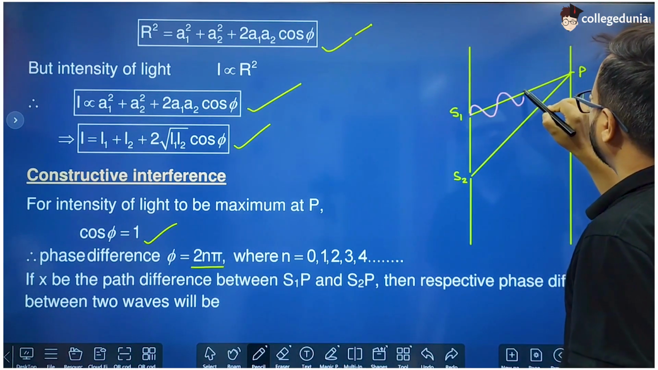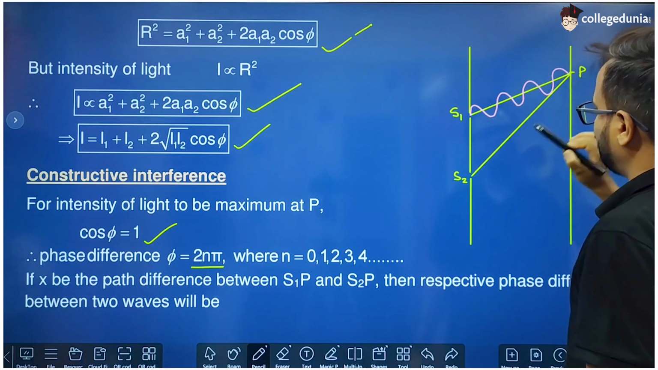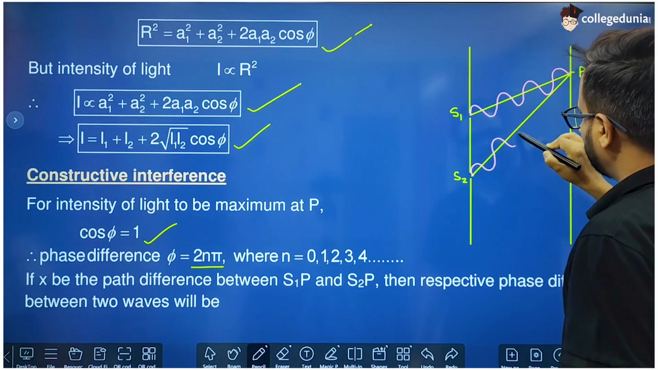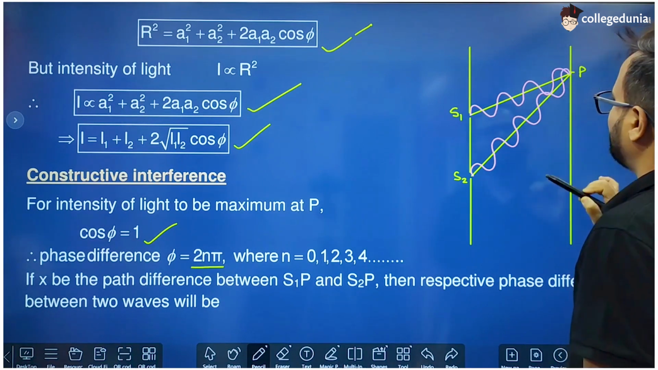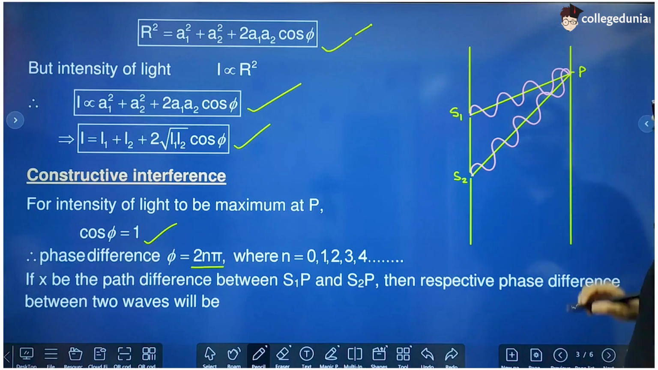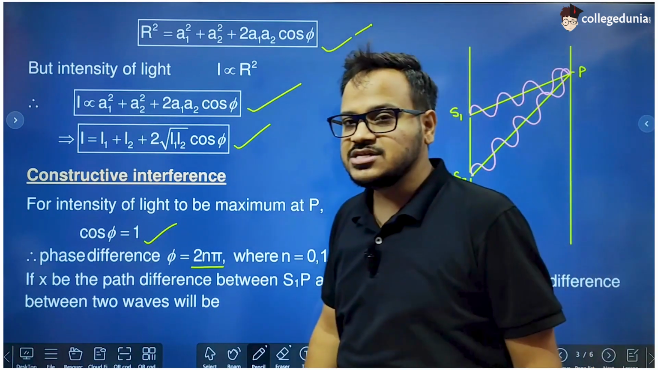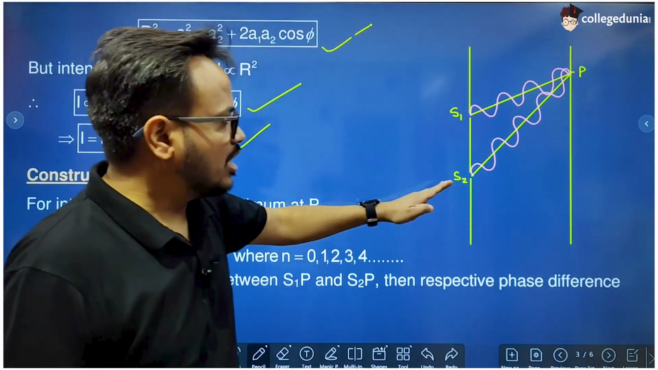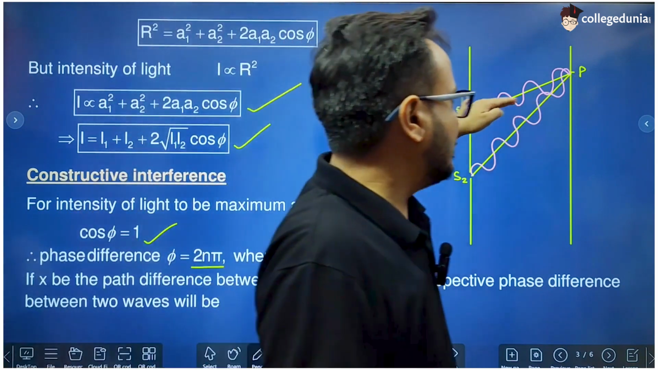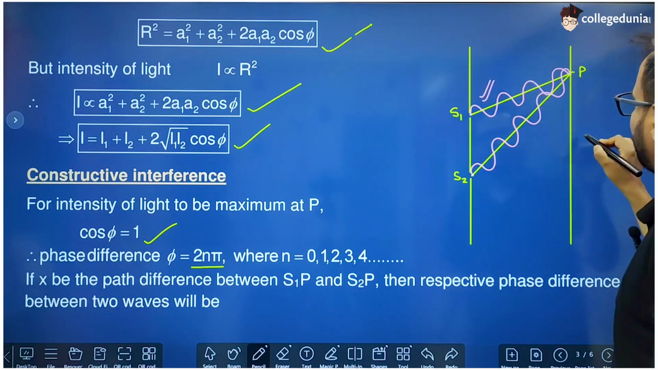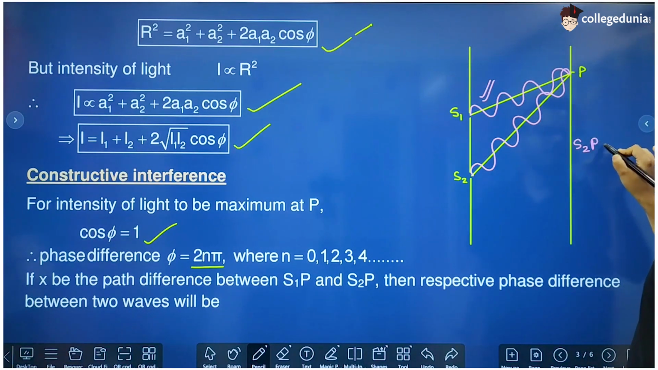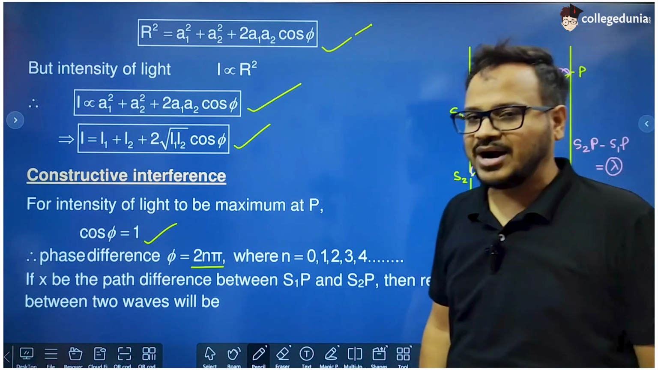Suppose this is 1 wave, 2 waves, 3 waves and 3.5 waves. Here, 1 wave, 2 waves, 3 waves, 4 waves and 4.5 waves. So we will say that the difference in the paths of these two waves is lambda, because here we have 4.5 waves and here we have 3.5 waves. So one wave is less in S1P. So S2P minus S1P is lambda. This S2P minus S1P for any point P is called the path difference.